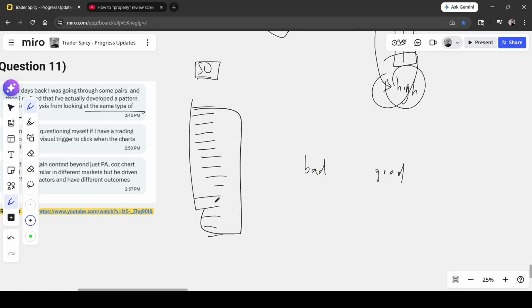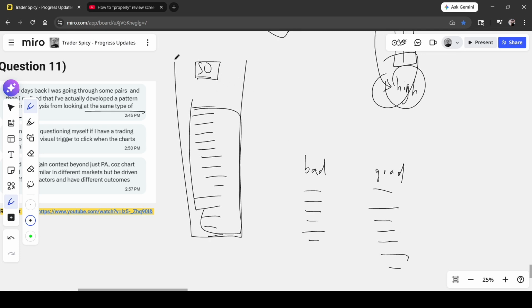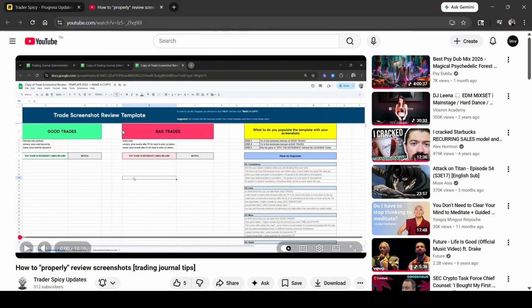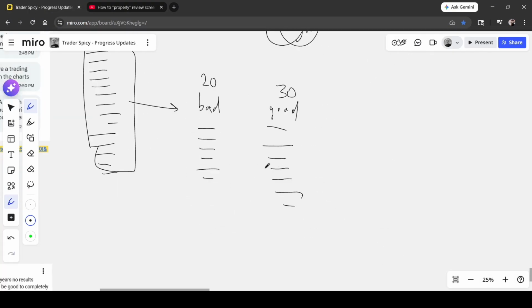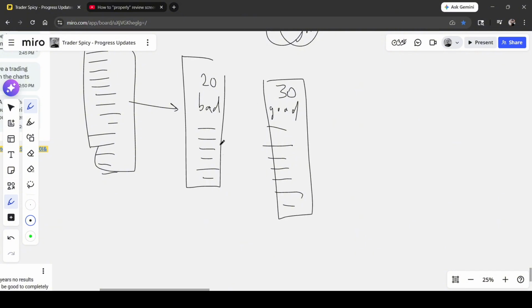So we have these 50 screenshots, we have the bad column, we have the good column. Now we're throwing these into these two columns. So let's say there's 50 here. Now, instead of having 50 screenshots in one column, after you have filtered them through this template, you might have something that looks like 20 bad, 30 good. Now, once you've done that, the next step is to compare the differences between the bad and the good.